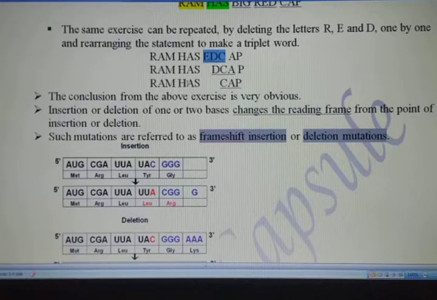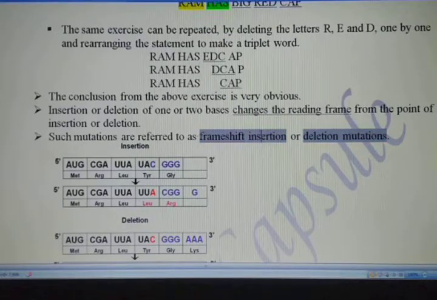After that, the reading frame is going to change. In this kind of mutation, one or two bases are inserted or deleted. Due to that, other codons are going to be changed. So this kind of mutation is referred to as frame shift insertion or deletion. Once again, what does frame shift insertion or deletion mutation mean?